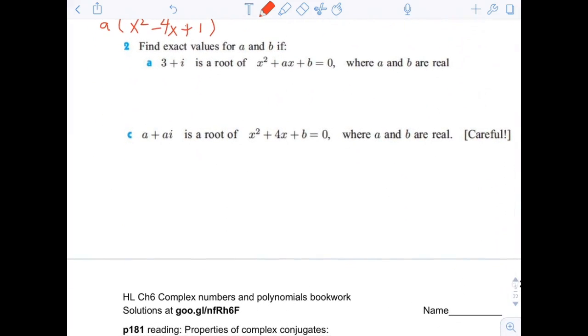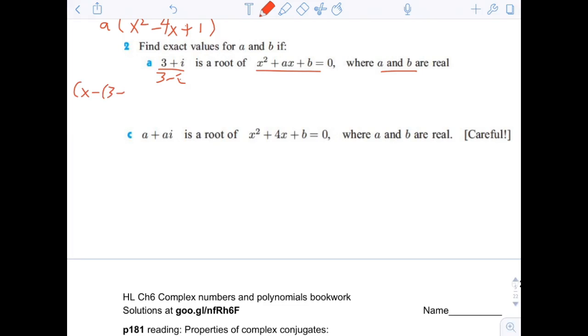Number 2, find the exact values for a and b if 3 plus i is a root of this expression here, where a and b are real. Okay, so if we know that a and b are real, they're real coefficients. If a quadratic has real coefficients, we know that if there is a complex root, the complex conjugate is also a root. So we have 2 roots, 3 plus i and 3 minus i. And so now we know all the roots of the thing.